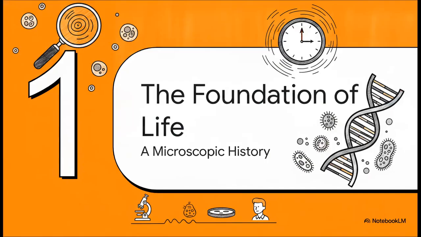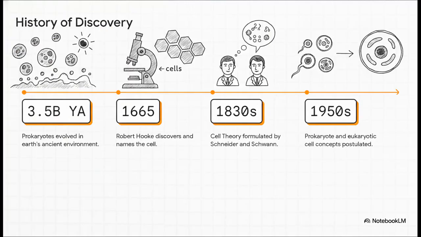Part 1. The foundation of life. Life has an incredibly deep history. We're talking about 3.5 billion years ago when the very first primitive cells, known as prokaryotes, evolved. These were tough extremophiles that thrived in the Earth's harsh, ancient environment for millions of years, some surviving off chemical energy and others using the sun's energy.